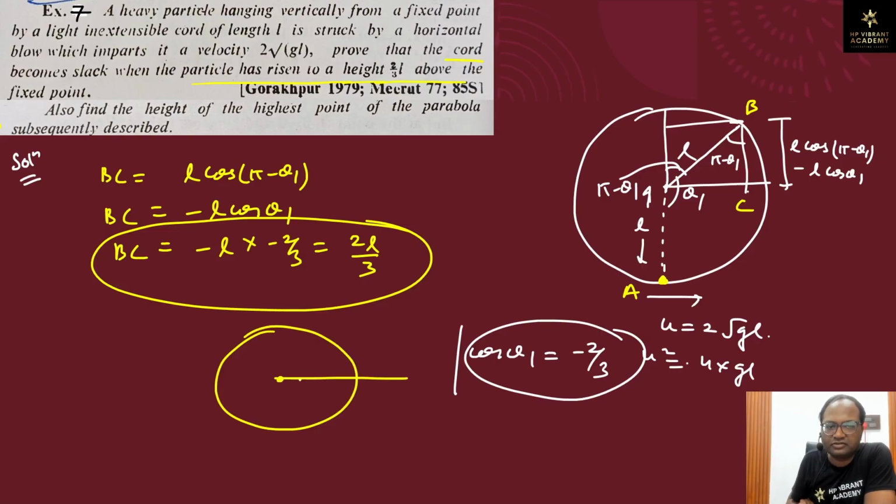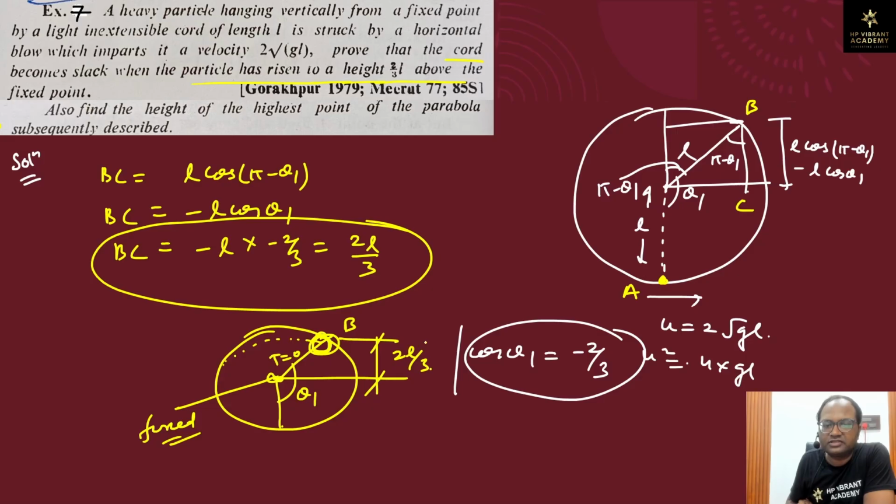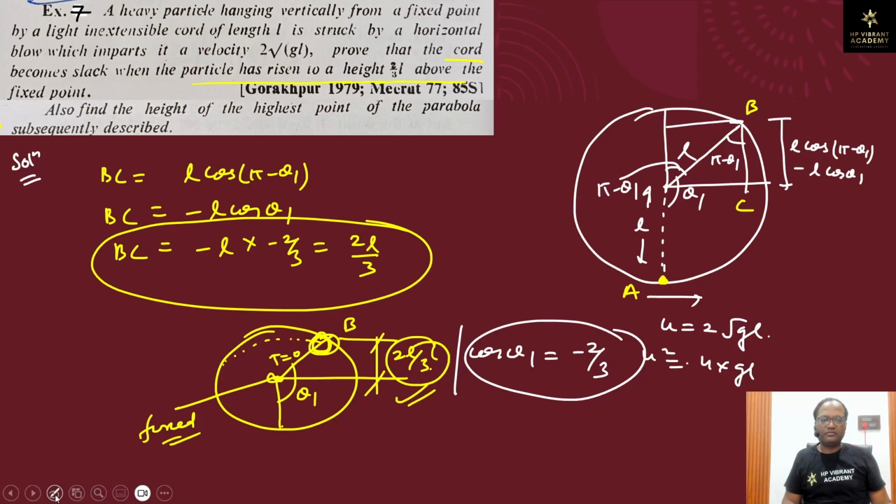This is the fixed point. So this angle is theta 1. So from the fixed point, this height is 2L upon 3. So at this particular point, it will follow the parabolic path, because tension is 0 here. So at theta is equal to theta 1, tension is equal to 0. And this point B is at a height of 2L upon 3 from the fixed point. Okay, so now let us solve part 2 of this question.